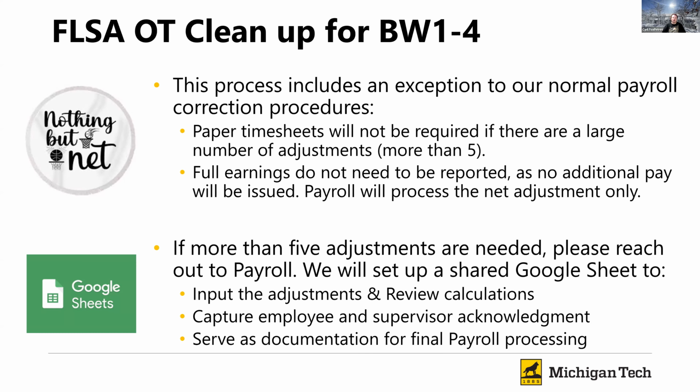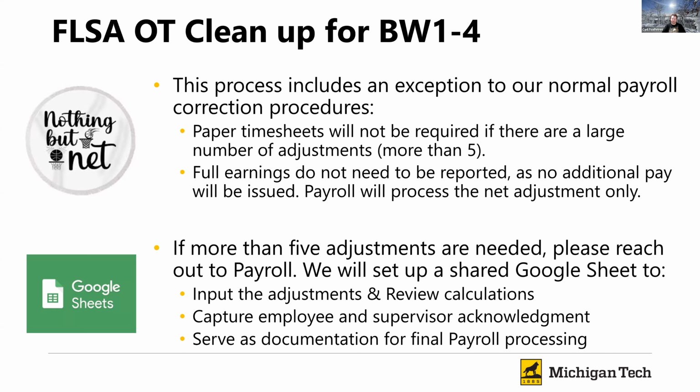So if you have more than 5 adjustments, reach out to payroll and we'll get you access to a shared Google Sheet. That Google Sheet will have a tab specifically for your area where we can do the input and adjustments. We can also do review calculations on your end and on payroll's end. In that spreadsheet, we can also capture employee and supervisor acknowledgments, and it will serve as our documentation for final payroll processing.